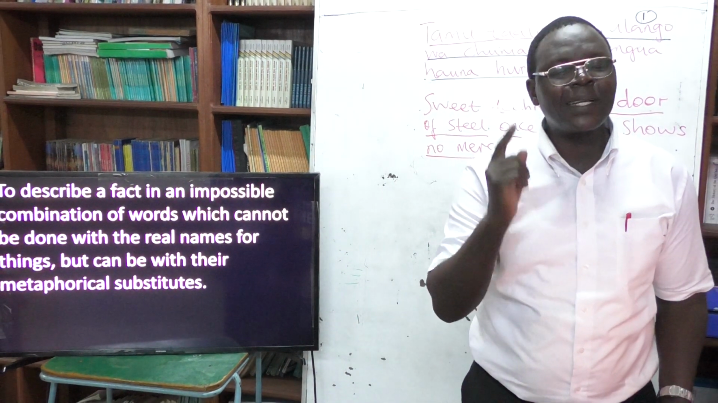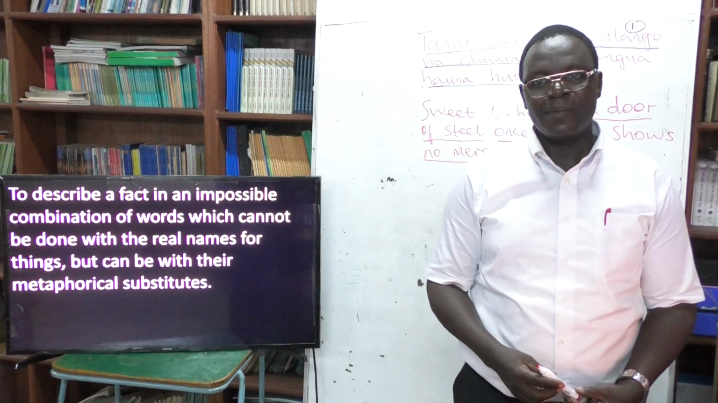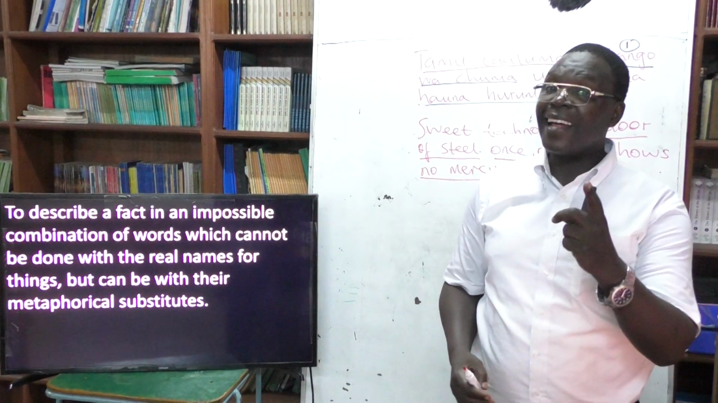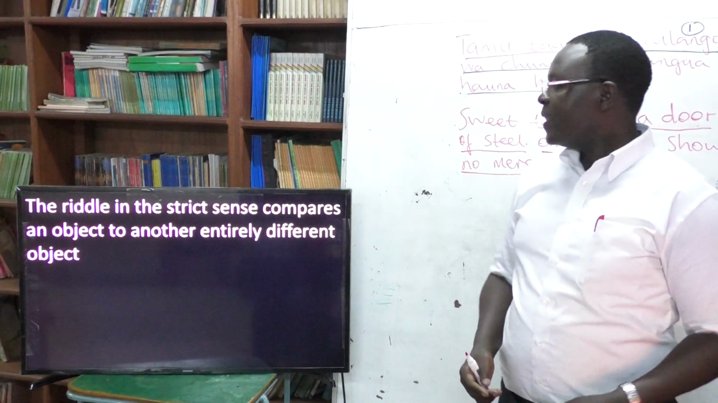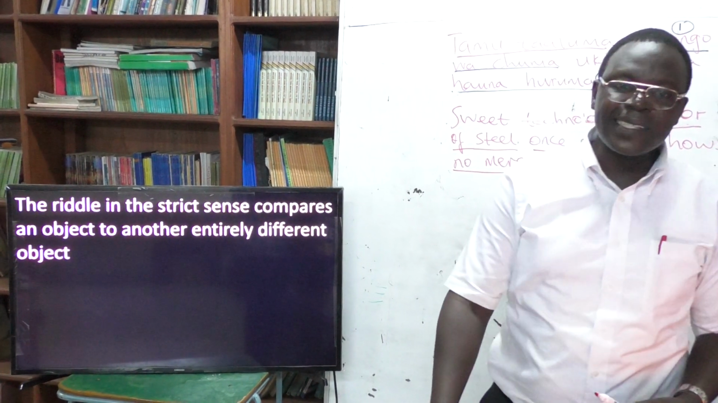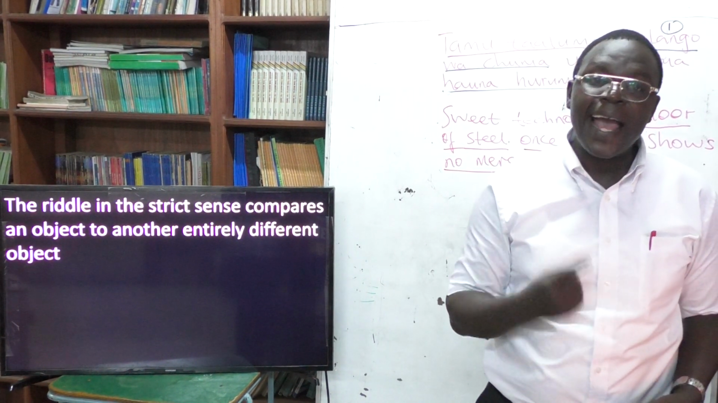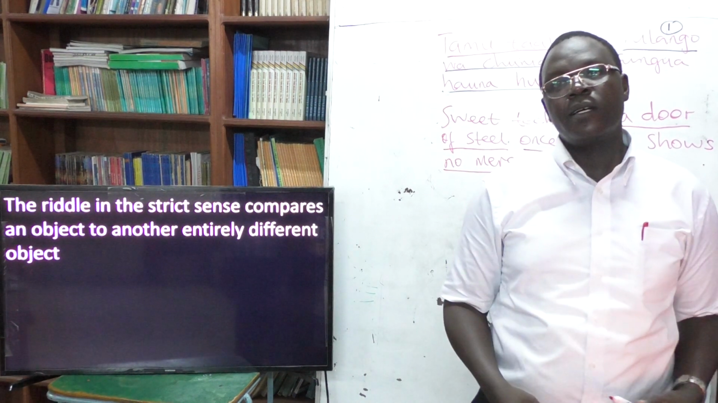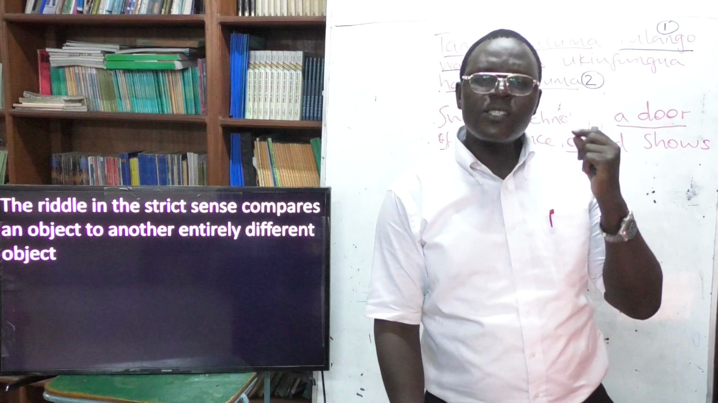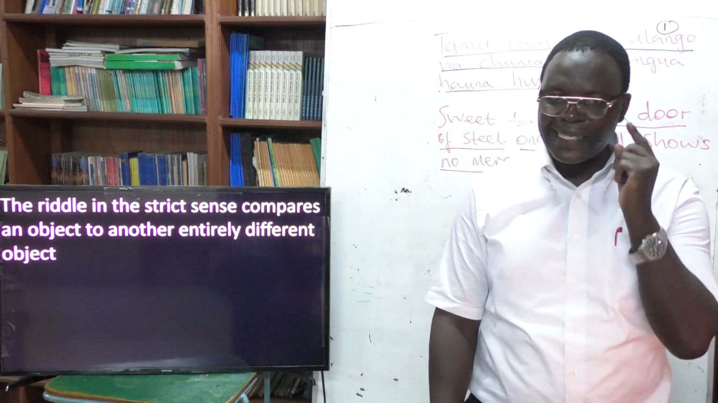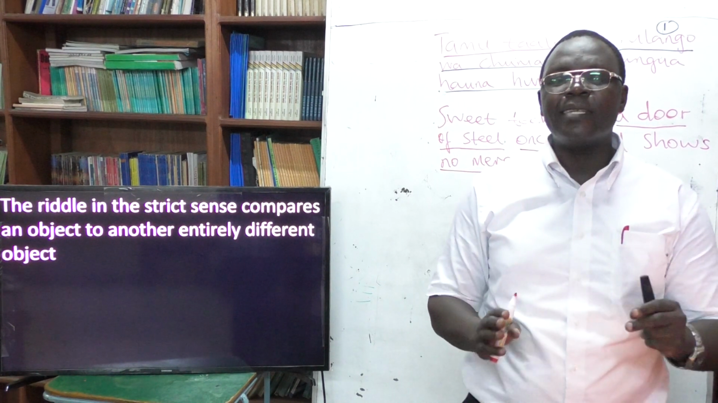But look at this particular door. Once opened, shows no mercy. And the answer? I'll uncover the answer at the end of this lesson. Now, the riddle, in the strict sense, compares an object to another entirely different object, like we've seen in this riddle. A riddle, in the strict sense, very strictly, a riddle compares an object to an entirely different object.